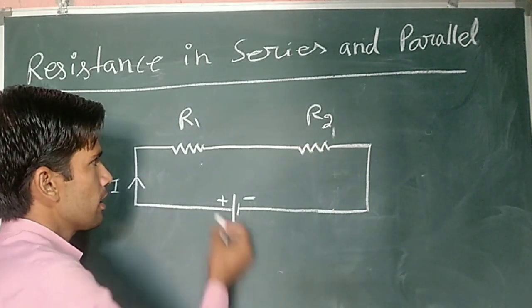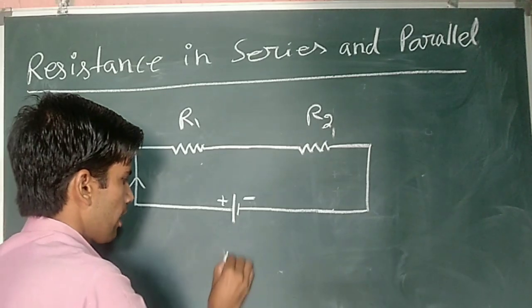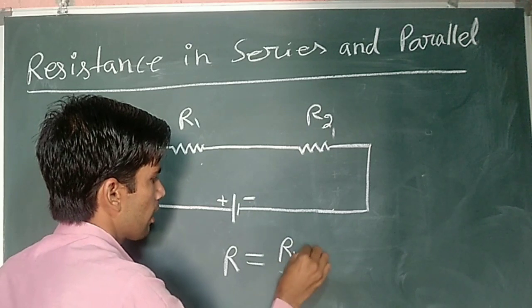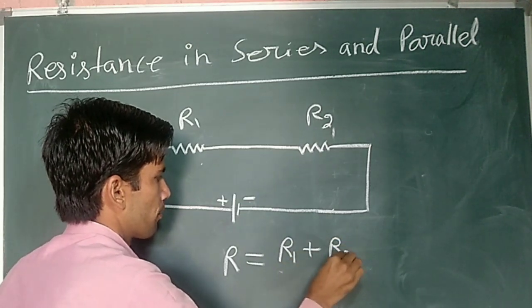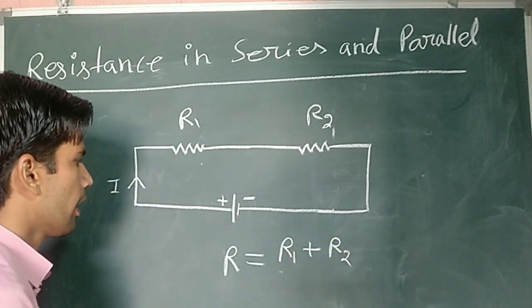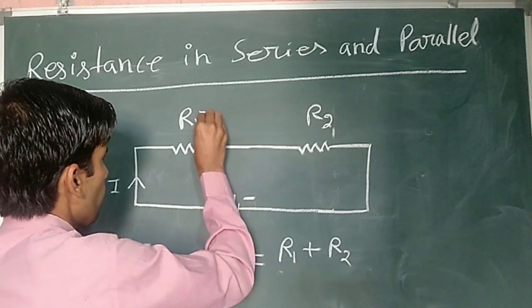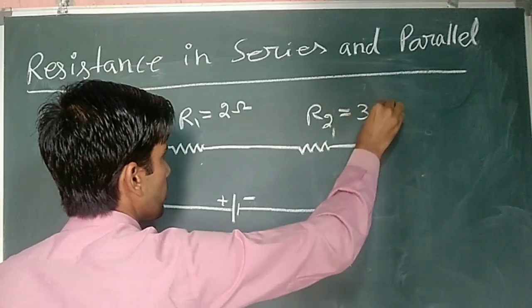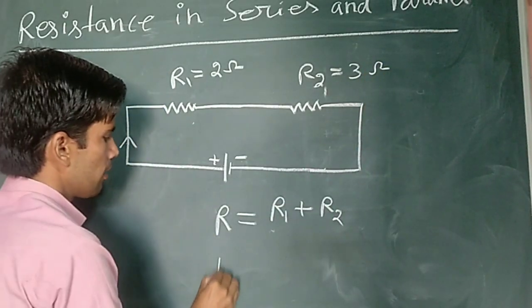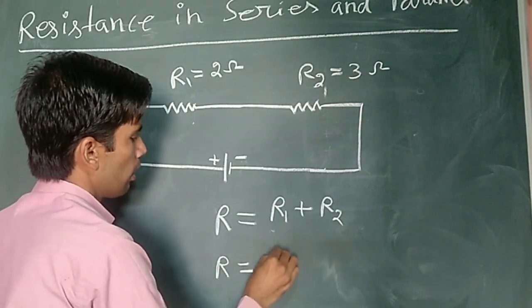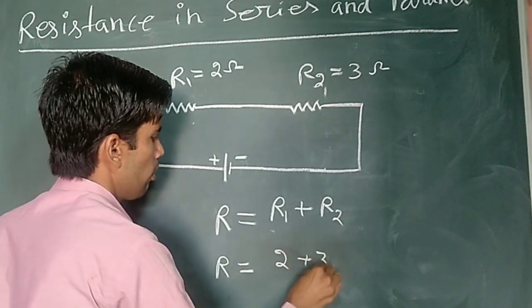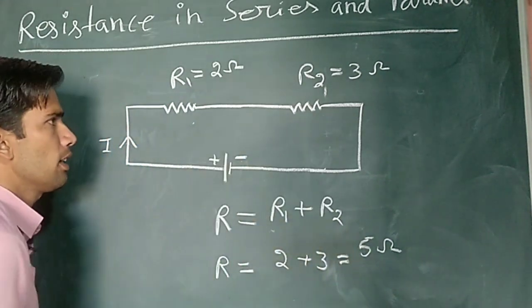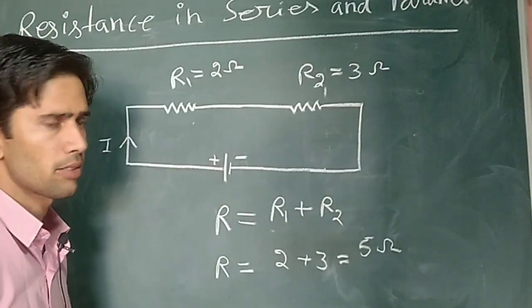Then the net resistance of this series combination is called R, which is equal to the sum of resistances R1 plus R2. We take an example here. For example, R1 is equal to 2 ohm and R2 is equal to 3 ohm. Then the net effective resistance R is equal to 2 ohm plus 3 ohm, which is equal to 5 ohm. Then 5 ohm is the net effective resistance of this circuit.